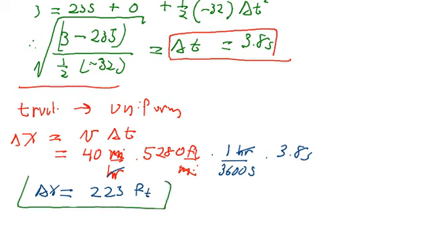So that means that when the director cues the package to be dropped from the helicopter, the truck needs to be 223 feet from the place where it's supposed to meet the package. Alright, so we'll finish our problem by checking our units. We have the position of the truck measured in feet, and the significant figures look to be reasonable.